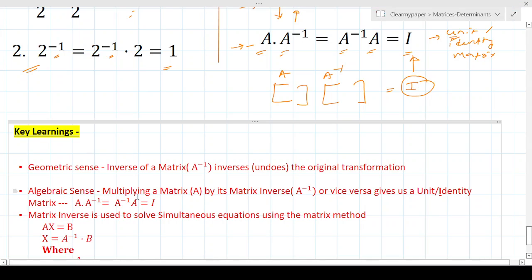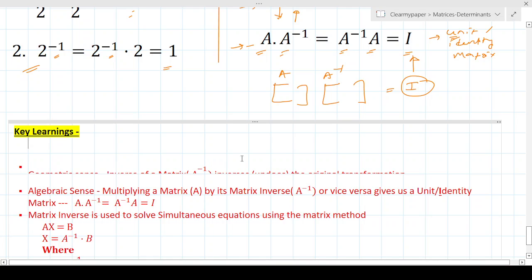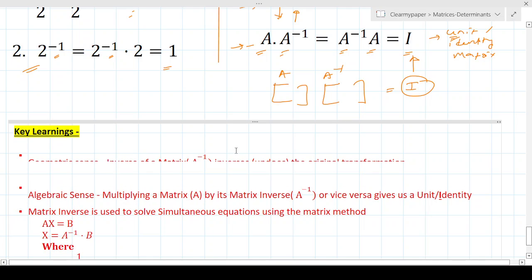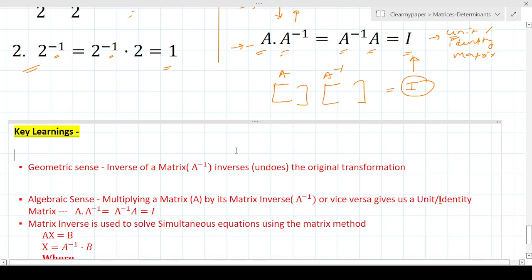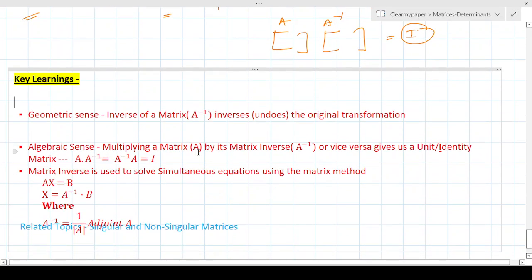In geometric sense, the inverse of a matrix, A inverse, undoes the original transformation that we saw. There is a transformation, and if you talk about the inverse of a matrix, the A inverse matrix inverses that. From algebraic standpoint, which is what we discussed in this video, multiplying a matrix A by its matrix inverse, which is kind of a reciprocal in traditional algebra, or vice versa, gives you a unit matrix, which is what we saw here, right? A into A inverse or A inverse into A gives you the identity matrix.